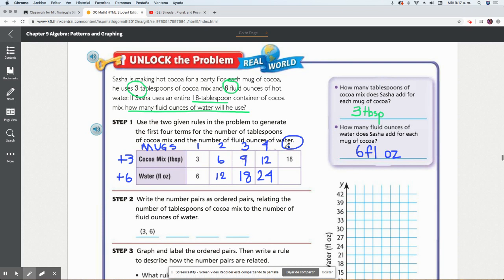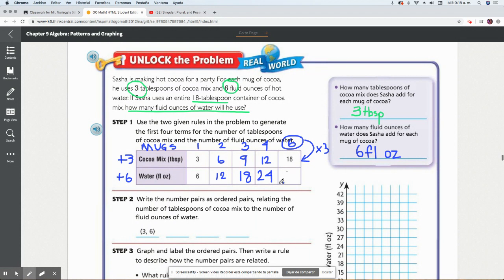So what number times 3 would be 18? So that answer would be 6. So I'm going to write it right there inside the circle. So the number of mugs times 3 equals how many tablespoons of cocoa mix the mug needs. So that is one rule.